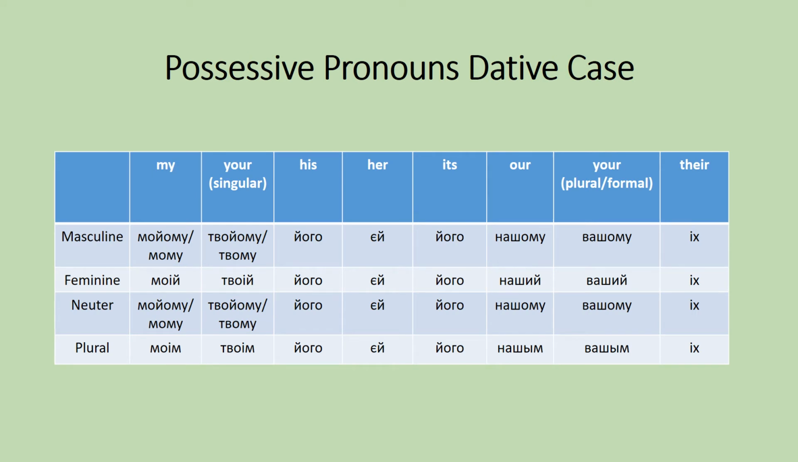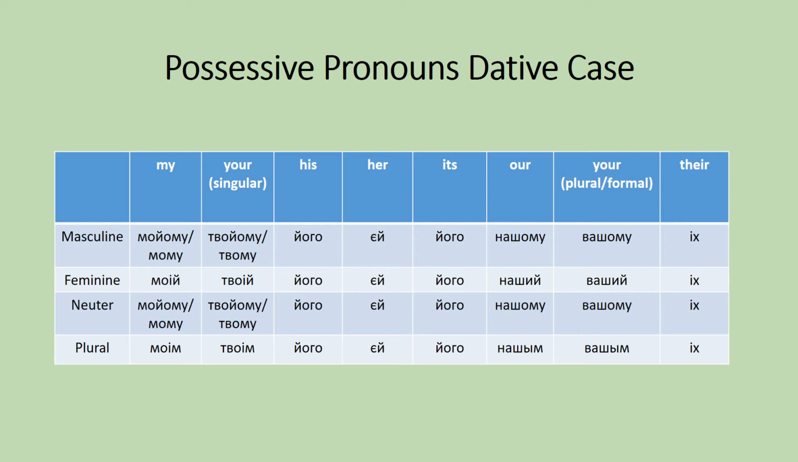Possessive pronouns in the dative case. Let's learn how to say the different possessive pronouns in the dative case. First, we will start with the masculine. My is mojomu, or alternatively, momu. Your singular is twojomu, or alternatively, twomu. His is yoho.